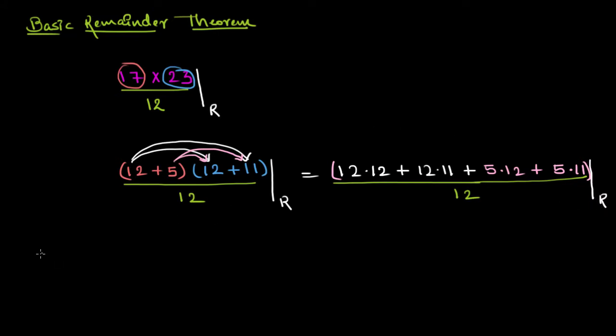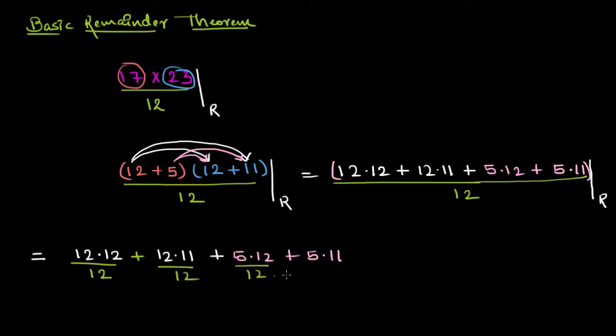Now let us split this individually. So I'll have here 12 times 12 divided by 12, plus 12 times 11 divided by 12, then I'll have 5 times 12 plus 5 times 11, and everything here is divided by 12. I have written down everything individually, and I'm still searching for my remainder.